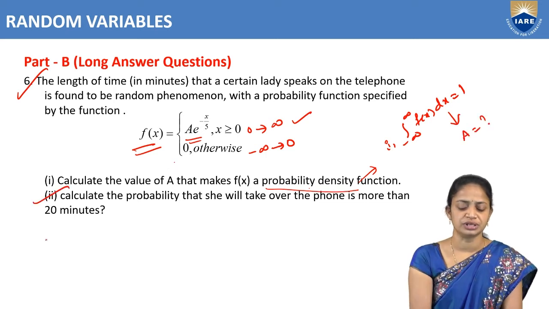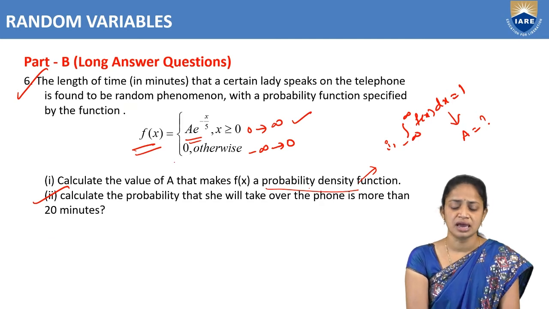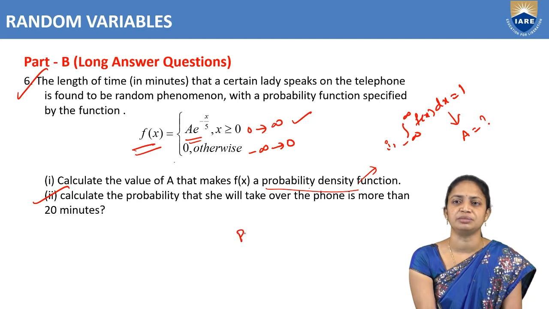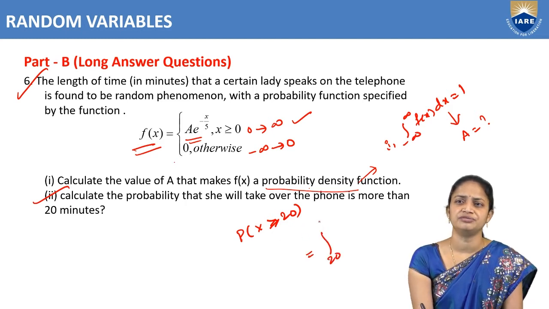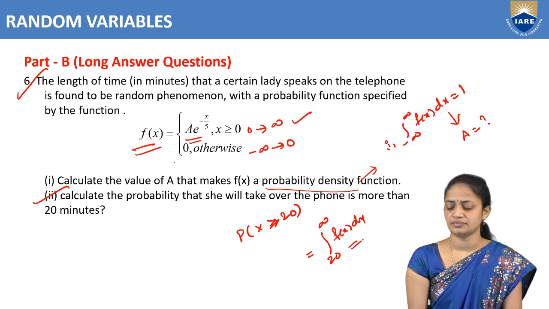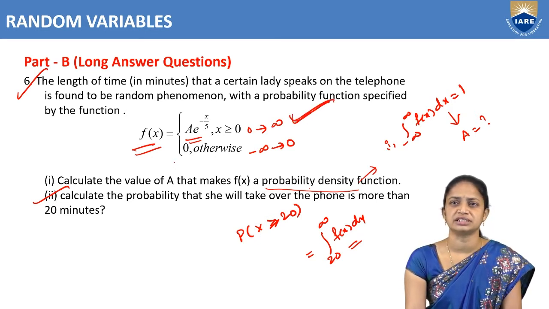Now coming to the next question: calculate the probability that she will take more than 20 minutes on the phone. That means here we have to take x greater than or equal to 20 minutes. Okay, more than 20 minutes or greater than 20 minutes, in the continuous case, greater than or equal to and greater than are both the same. So greater than or equal to 20 means 20 to infinity, so the integral from 20 to infinity of f of x dx. That means here we have to take our function a into e power minus x by 5.